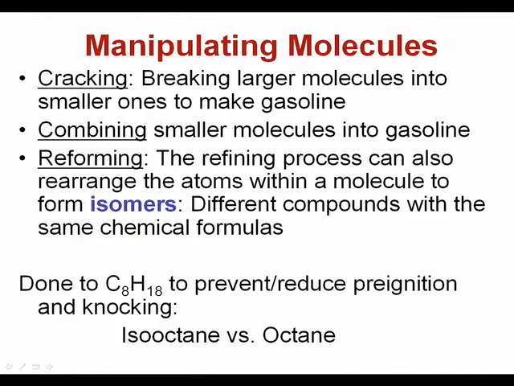The amount of those 5 to 12 carbon atom chains that make up gasoline is really not enough. We also have to do manipulation of molecules. What chemists will do is crack them, that is, break larger ones into smaller ones. You'll combine smaller ones into bigger ones. And we can also rearrange the atoms to get more useful properties from these. These are called isomers. They are different compounds with the same chemical formulas.